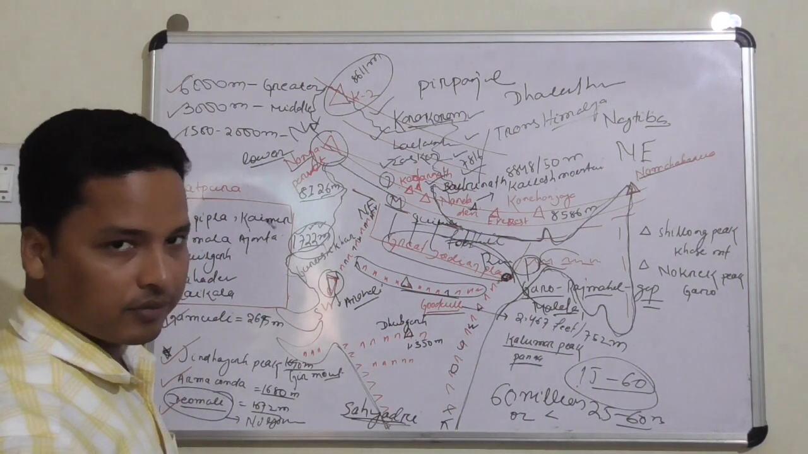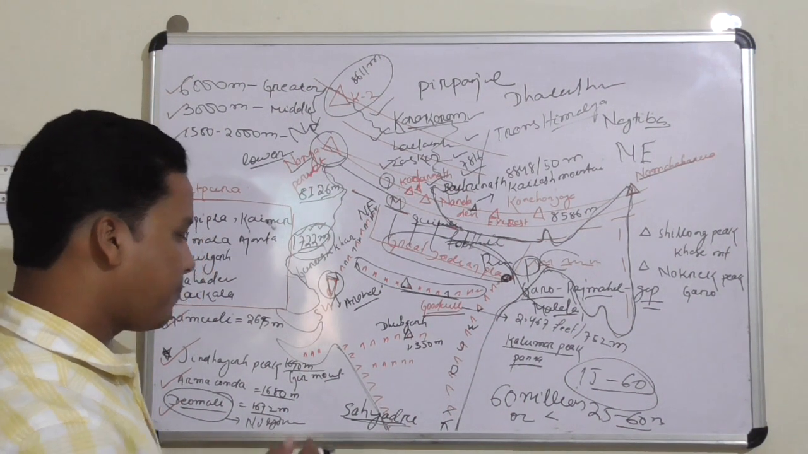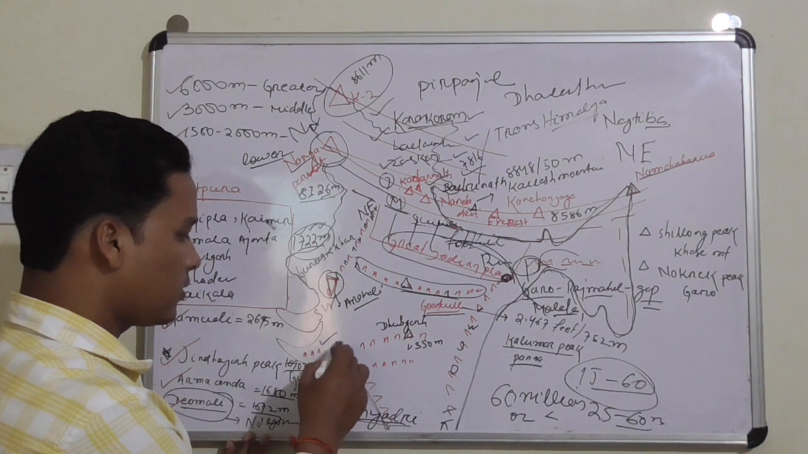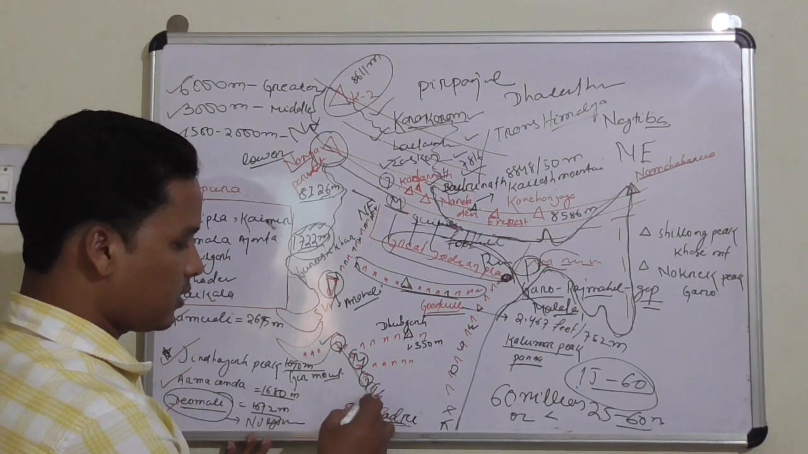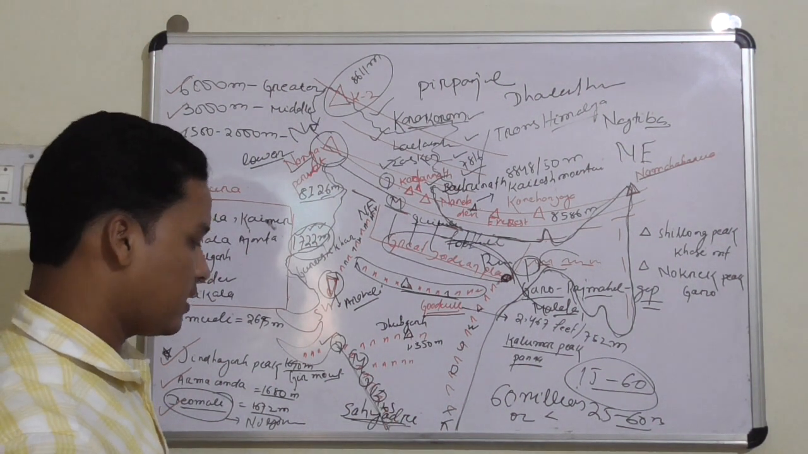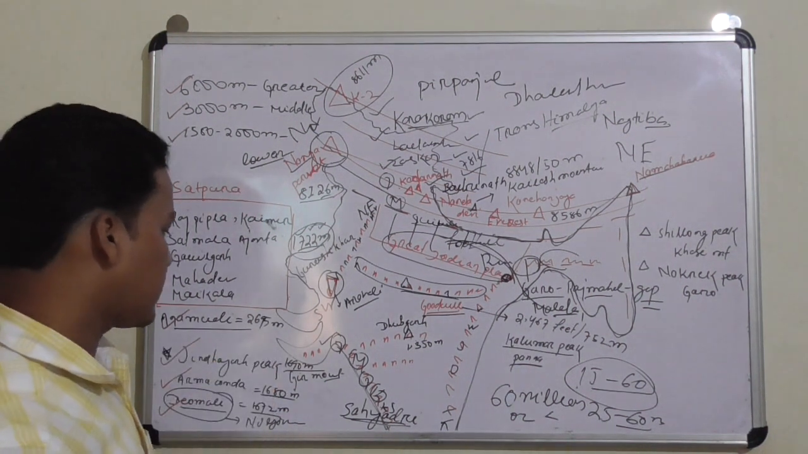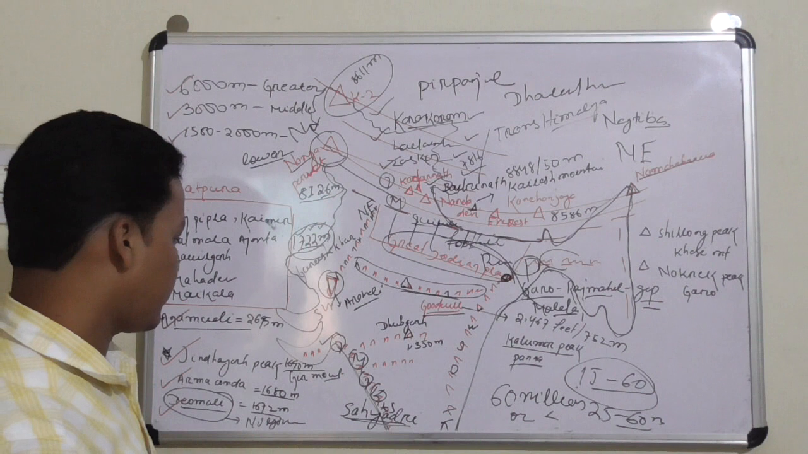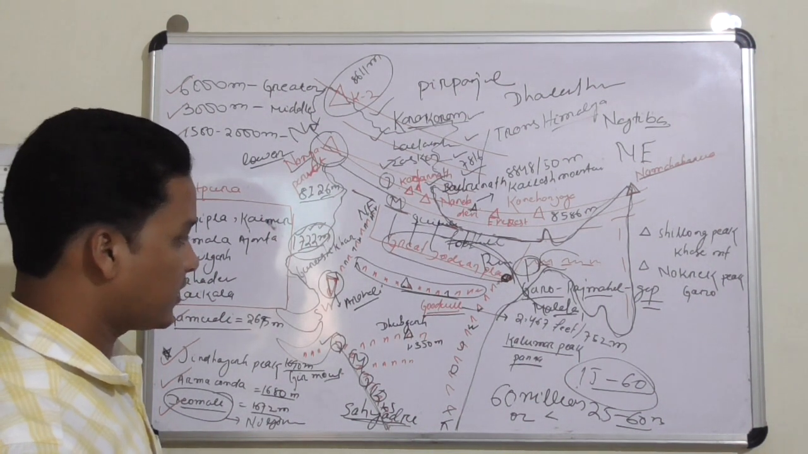OPSC in the past already asked twice about Sahyadri. It passes through Gujarat, Maharashtra, Goa, Karnataka, Kerala, Tamil Nadu. Western Ghat passes through 6 states. The highest peak of Western Ghat is Anaimudi, 2695 meter. Almost you may say 2700 meter.